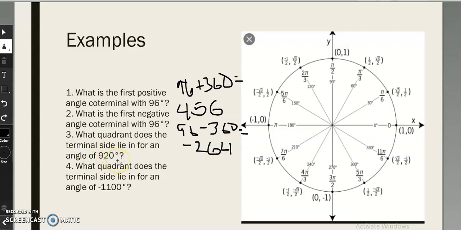Okay, so going back to that first picture that I have, remember where the terminal side is. It's the side that sticks up. I put a picture here of a 360 degree unit circle. So I know that 920 is not in that. So I need to subtract 360 until I get to something that's inside of here so I can see which quadrant it's in.